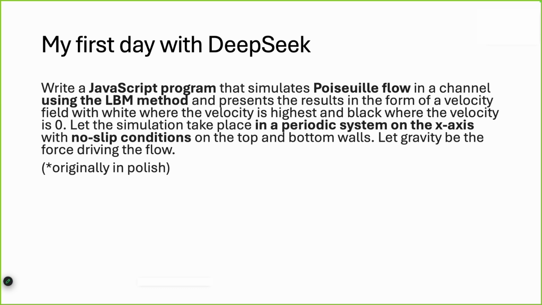I know already what JavaScript is. I know what Poiseuille flow is. One has to know to write a prompt like that, so the knowledge is still needed. Using the LBM method, and present the results in the form of a velocity field with white where the velocity is highest and black where the velocity is zero. This is like talking to a student: please do this and that for me, but remember to make the color like this, and so on.